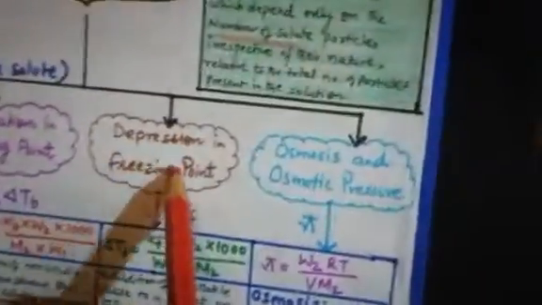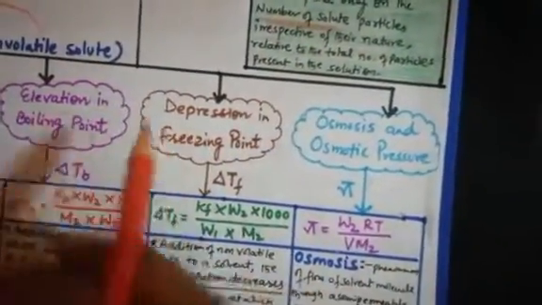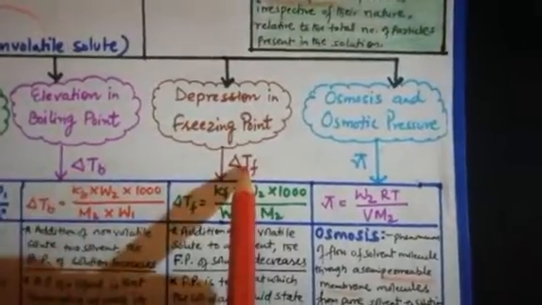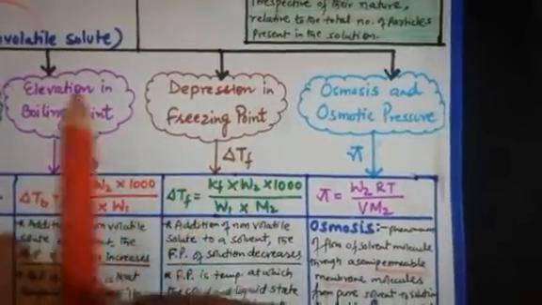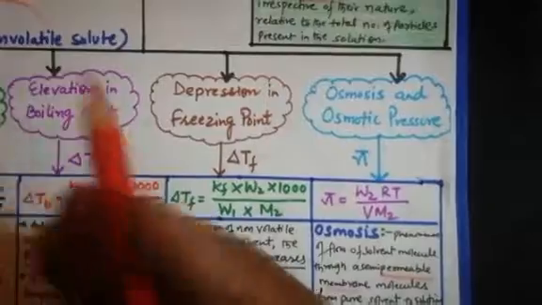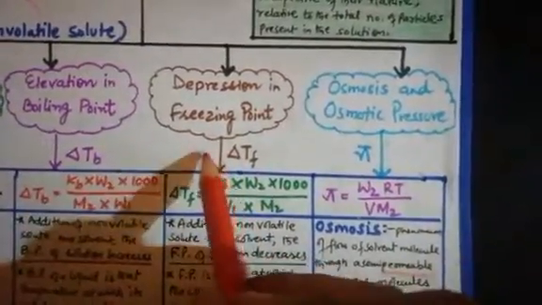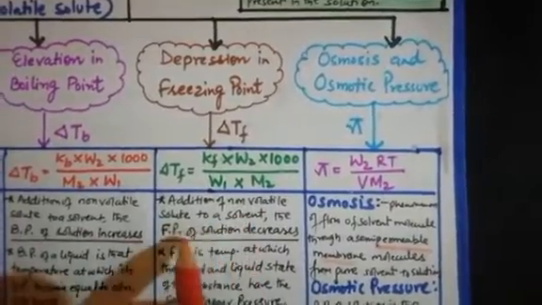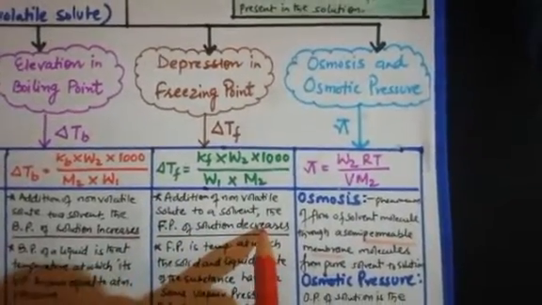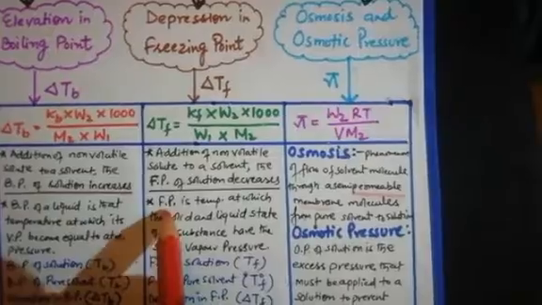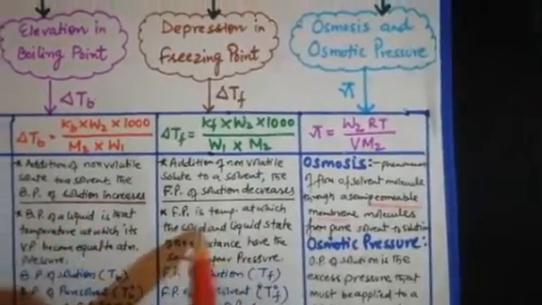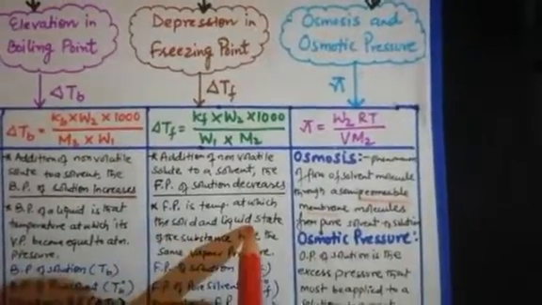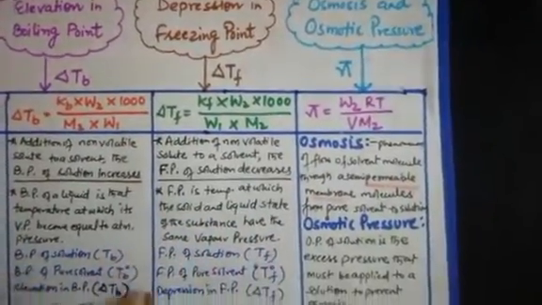Now next is depression in freezing point. There is a very small difference in elevation and depression. What is that? Let me tell you. Delta Tb, delta Tf. B is boiling, F is freezing. You know very well, boiling is increasing temperature, freezing is decreasing temperature. So when we add a non-volatile solute to a solvent, the freezing point of the solution will decrease. It means, what is freezing point? It is the temperature, in the same way, at which the solid and liquid states of a substance have the same vapor pressure.